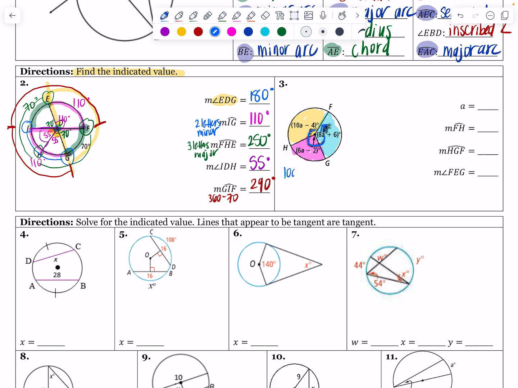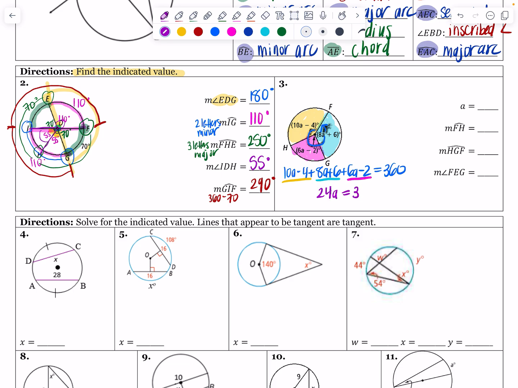So you're going to do 10a minus 4 plus 8a plus 6 plus 6a minus 2, and all of those should add up to 360 degrees. So there's the blue part, that's the pink part, here is the light blue part, and then here's the yellow part. All three of those should add up to 360, and so we're going to combine our like terms. 10a plus 8a plus 6a is going to give me a total of 24a. I'm going to go ahead and put my constants together. Negative 4 plus 6 minus 2 is going to give me 0.